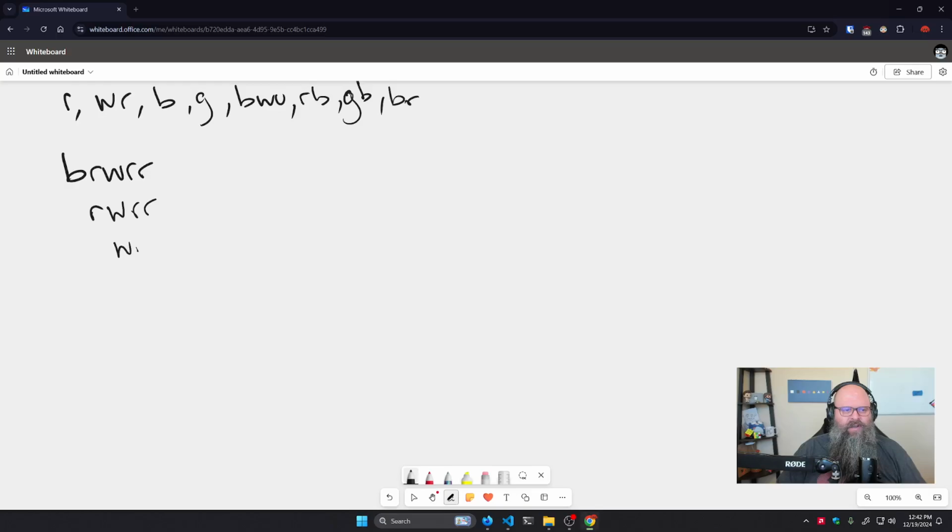So now I just have to solve for WRR, right? Does R do that? No. Does WR do that? Yes. So now I just need to solve for R, right? And of course, R fits there. So because this one works and this one works, then this one works. And now I know that the whole thing works. So the whole thing is yes. Okay.